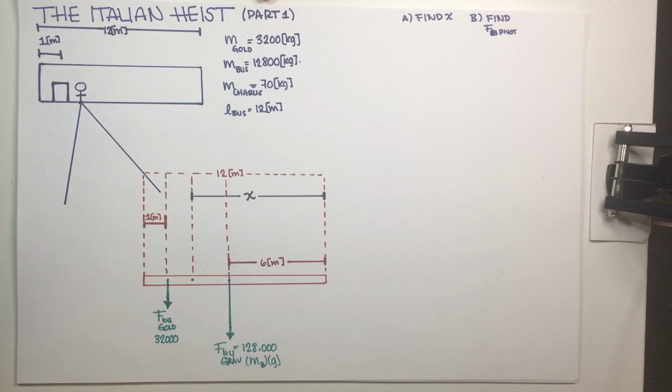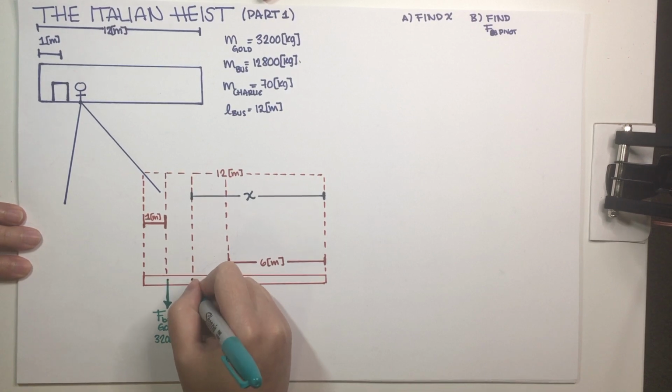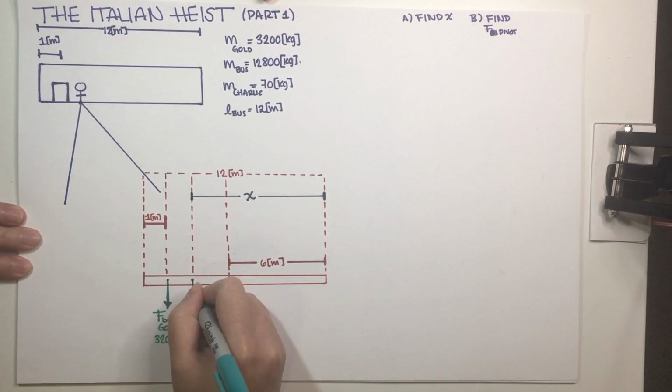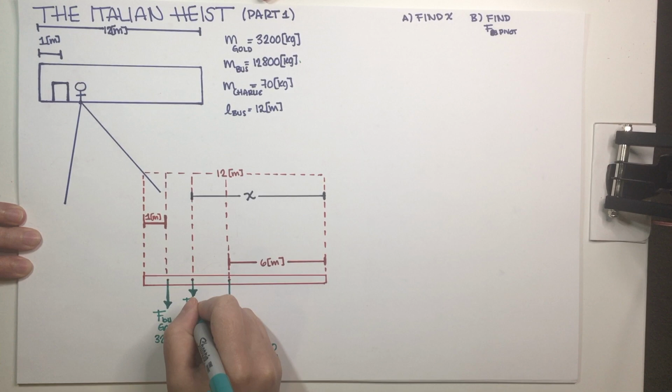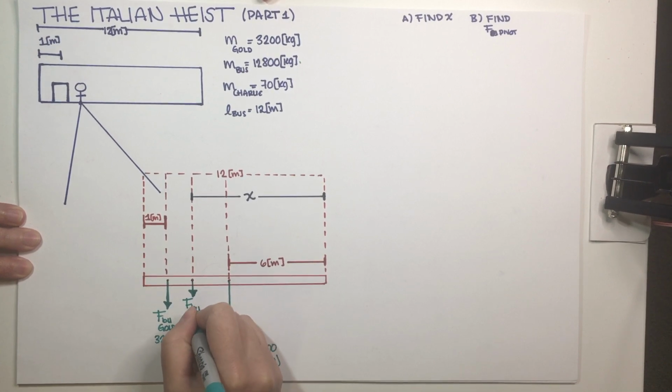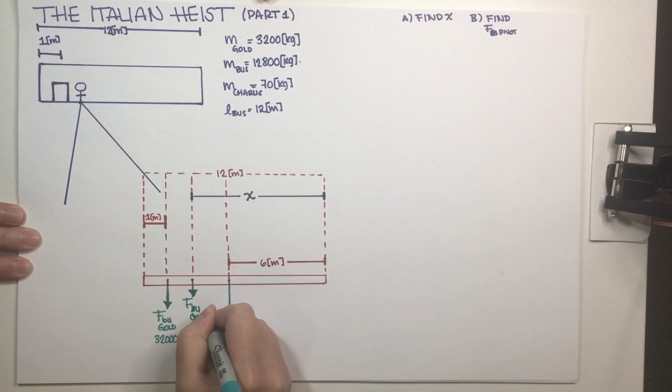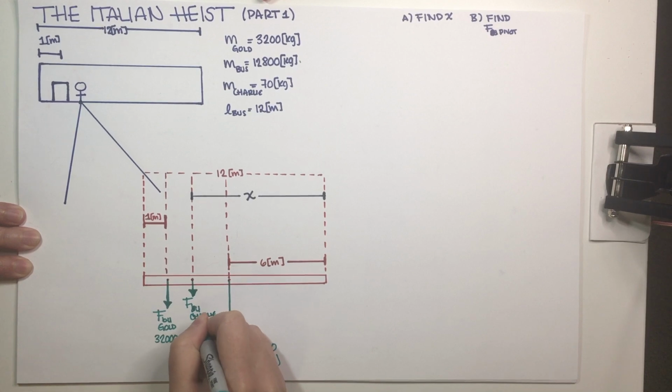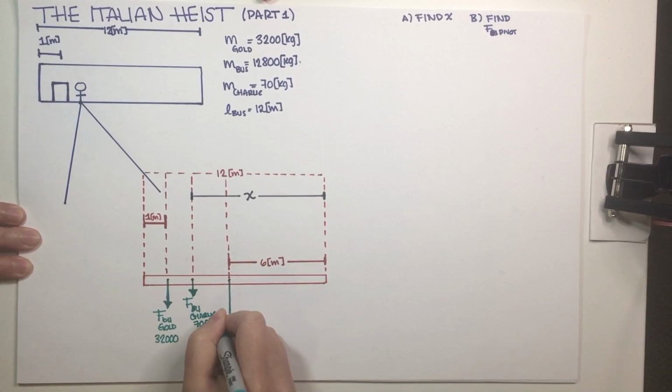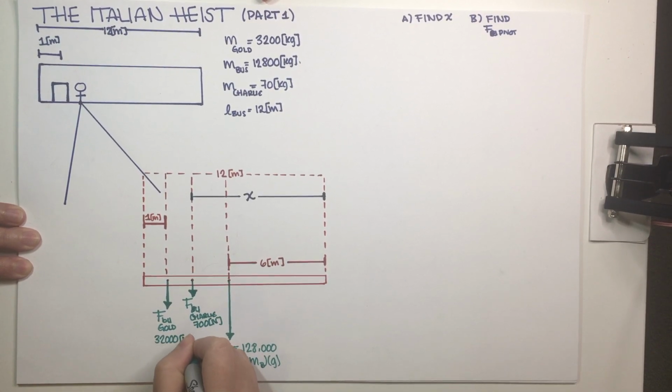Now the next thing would be Charlie. Charlie has some weight to him, so I'm going to go ahead and copy him. He's only 70 kilograms, so force by Charlie is 700 newtons. So that's 3 out of 4.